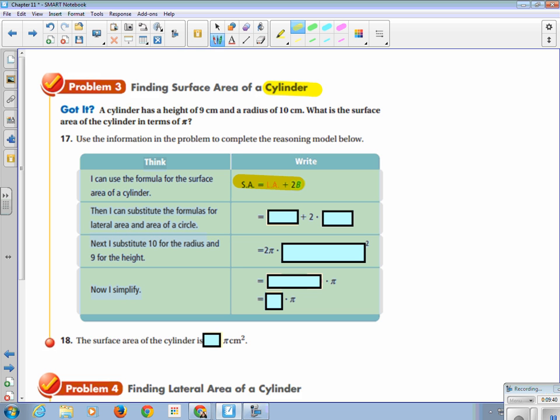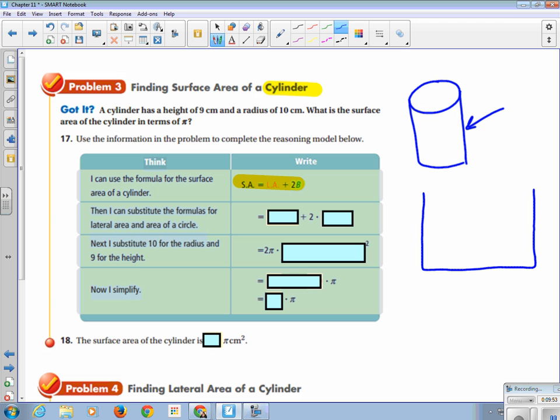The lateral area around a cylinder, if you were to unfold a cylinder and just take the outside part, what shape do you get? A rectangle. So a cylinder, when you look at its net, is actually two circles and a rectangle, because the rectangle wraps around and touches the circles at the top and bottom.